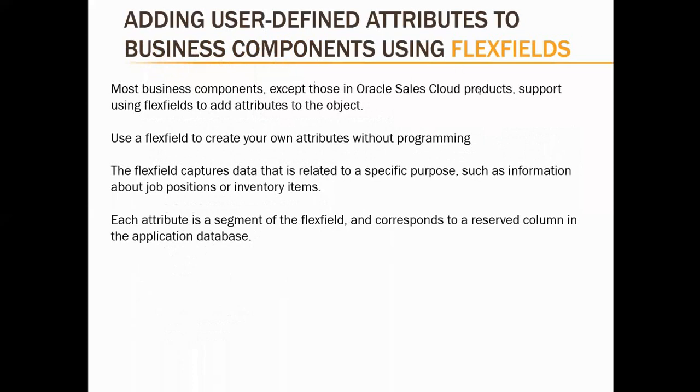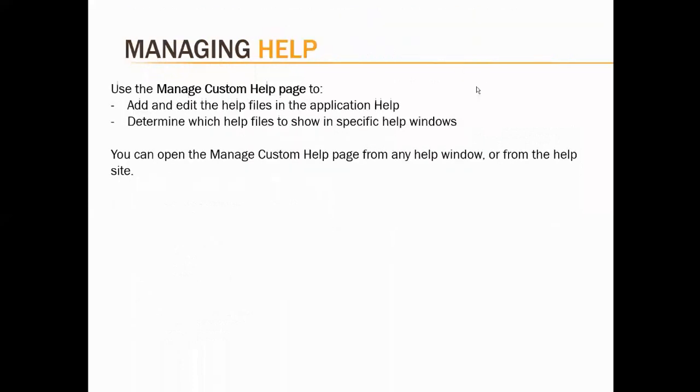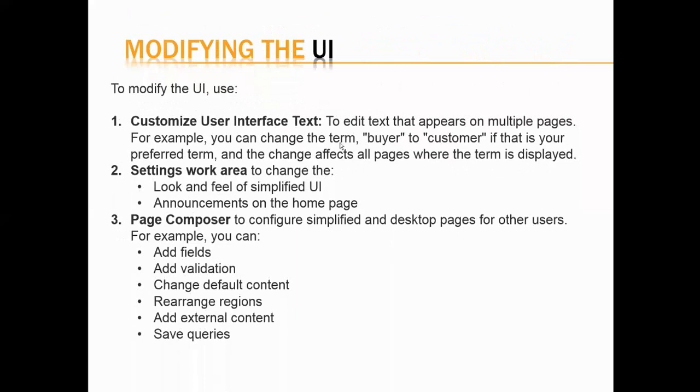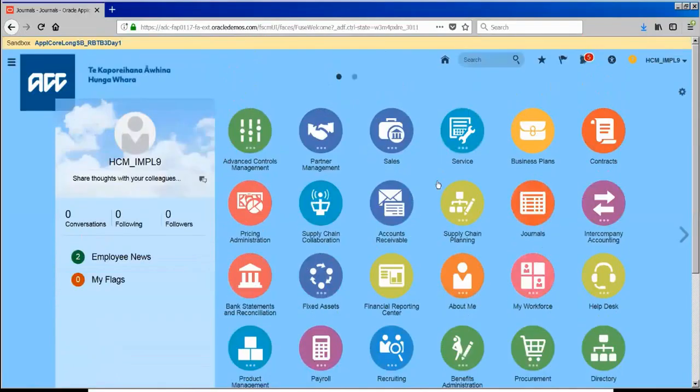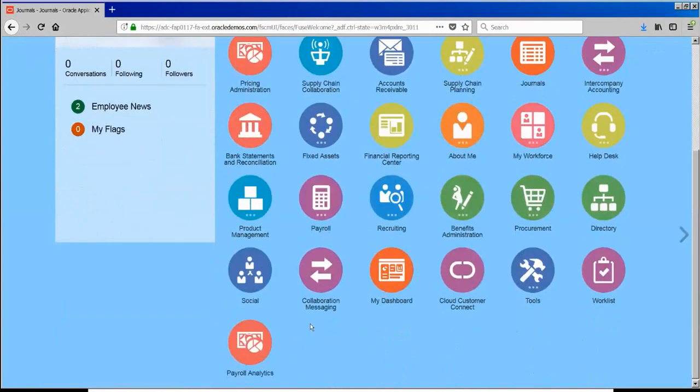So managing the help, and also if you wanted to create your user defined attributes, you have to go with the flex fields, right? So what we will do, let's see configuring this navigation first. Let's start with this, how we can configure the navigation. Example, how I can create my own icon here, and how can I create my own page entries.